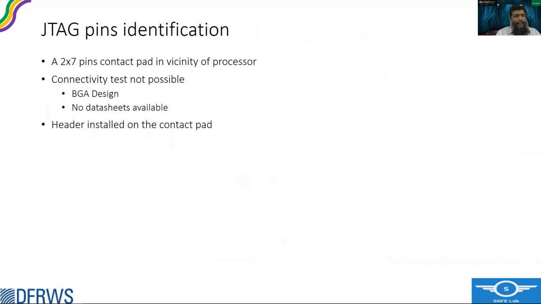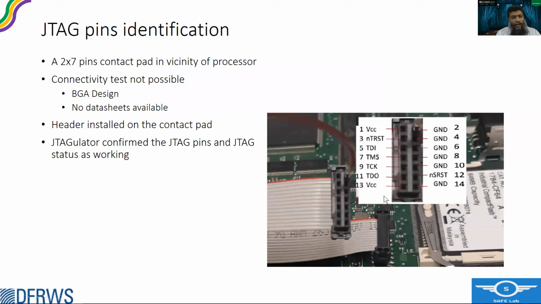So to identify the JTAG pins, there was a 2x7-bit contact pad, which was a potential candidate. And because of the BGA design and no availability of datasheet, we could not do any connectivity testing. So what we did, we installed the header on it and a cable and routed it out, and then used the JTAGulator to confirm the JTAG pins and the JTAG working status.